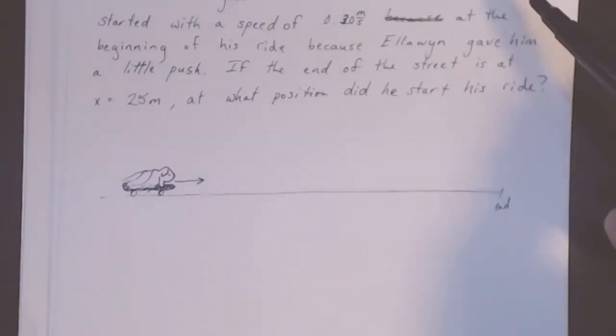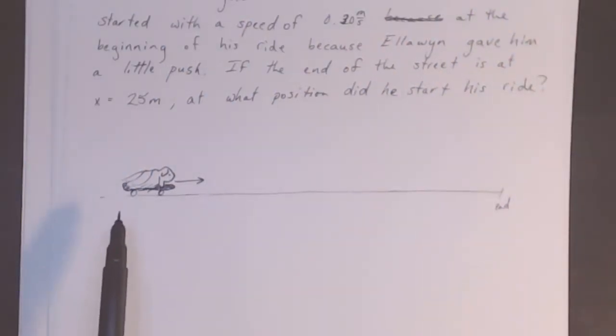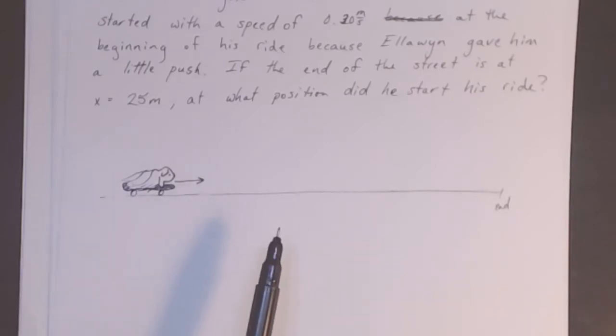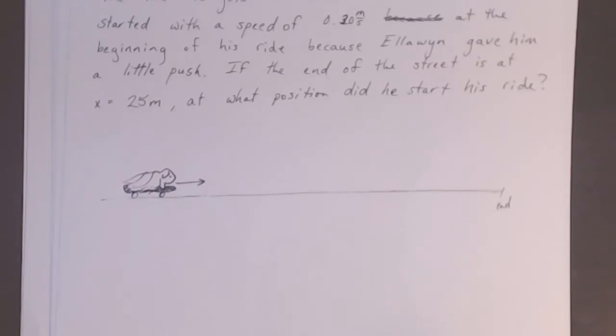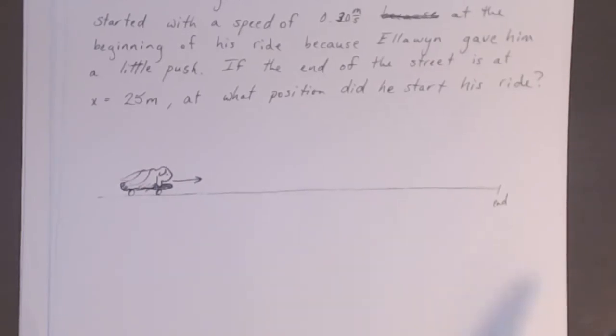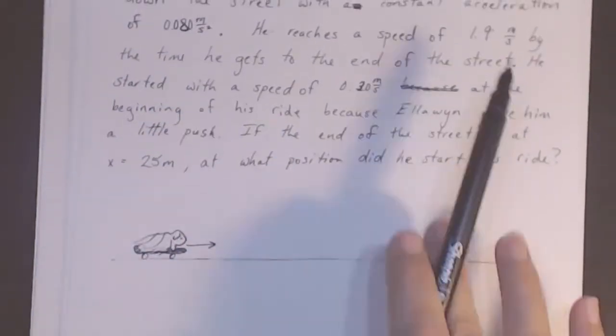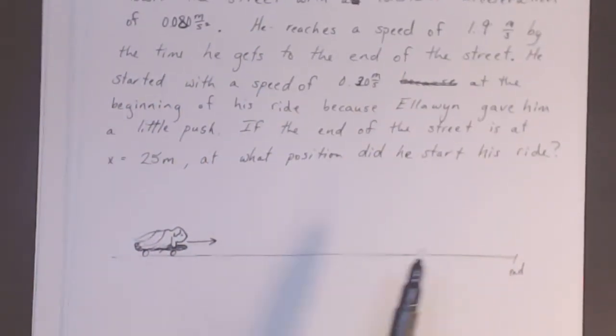So why is he accelerating? Well, the street has a little hill, a tiny little hill. So he's gaining a little bit of speed as he goes down the street. So that's what I see in my mind is what's happening. Now I want to start putting these numbers into my picture.